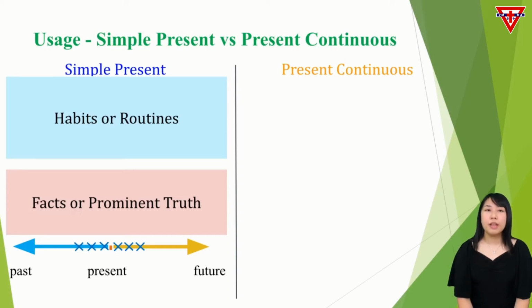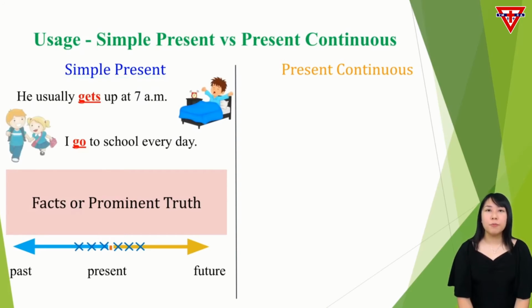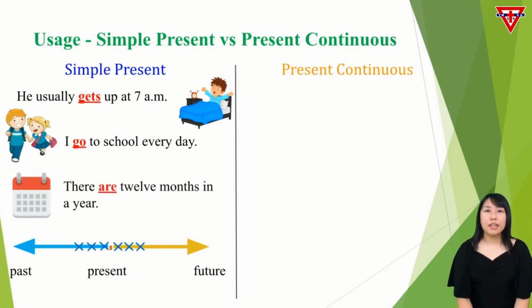For habits, when an action takes place frequently, we use the simple present tense. For example, he gets up at 7 a.m. or I go to school every day. Next, we also use the simple present tense to describe facts and prominent truths, which are something that we cannot deny. Say, there are 12 months in a year. That's true, isn't it?